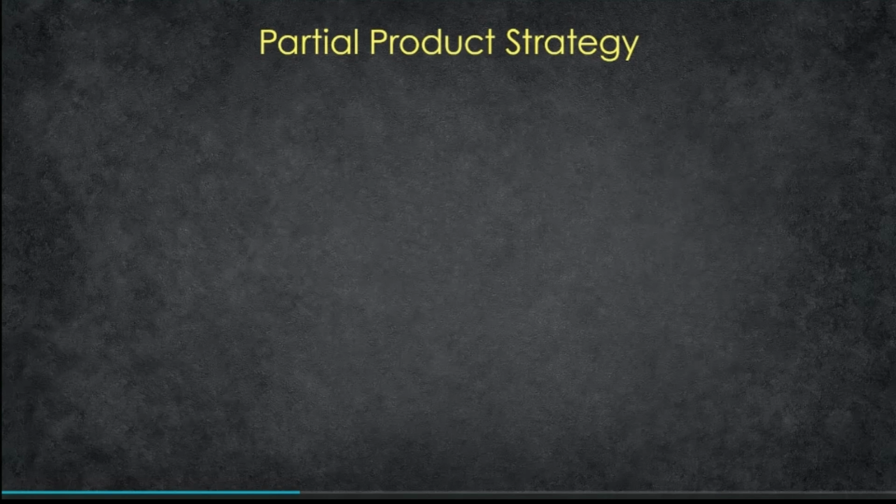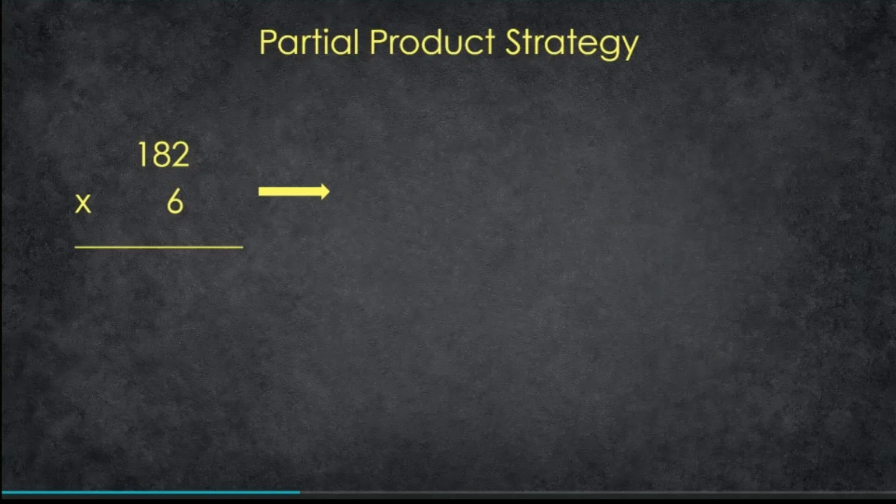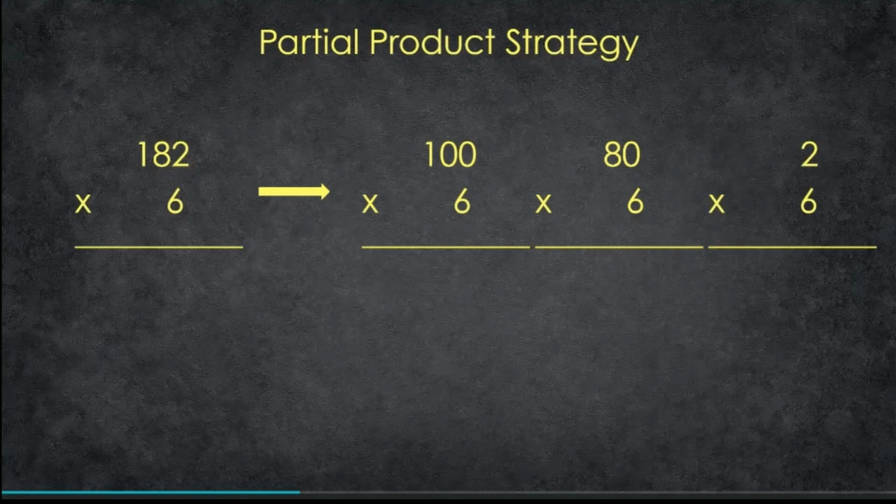So the first thing I want to talk about is partial product strategy. It's a great strategy. What it does is we decompose, or take apart, unfriendly numbers and make them into friendly numbers, so they're a little easier to work with. For example, 182 times 6. That's a pretty difficult problem. 182 is not a friendly number. So in partial product strategy, we're going to decompose that into place values. So 182 is going to decompose into 100 times 6 plus 80 times 6 plus 2 times 6.